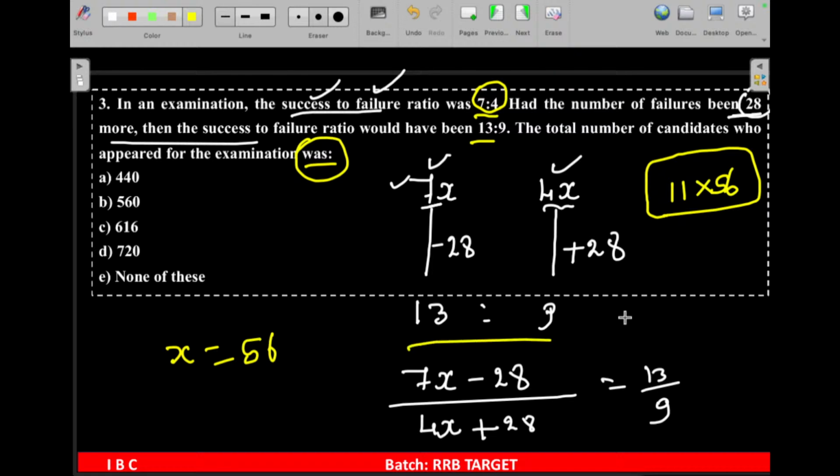Even if you add here also, you will get the same answer. 13 plus 9, that is a 22 multiple. I mean, you can do it. We have failed, right? The question is initially, I need to find out initially. Okay, anyway, let's solve this question.